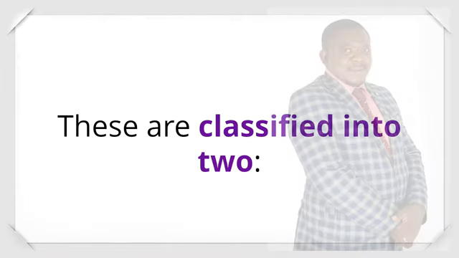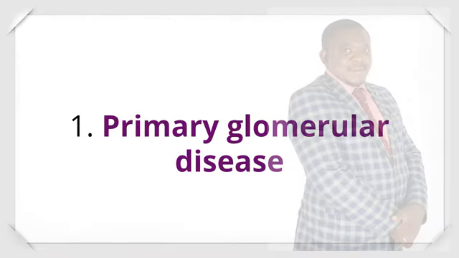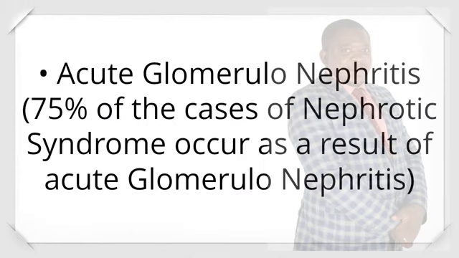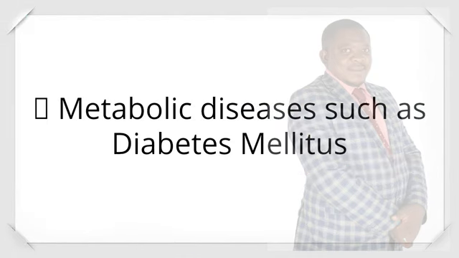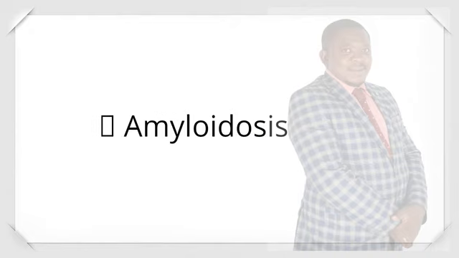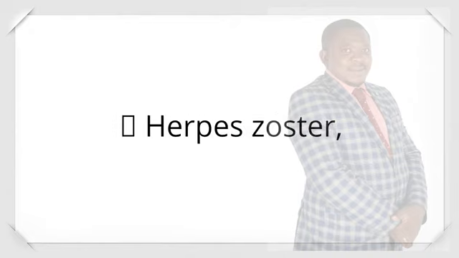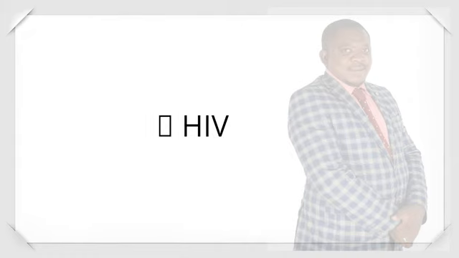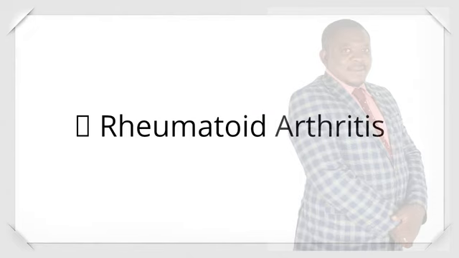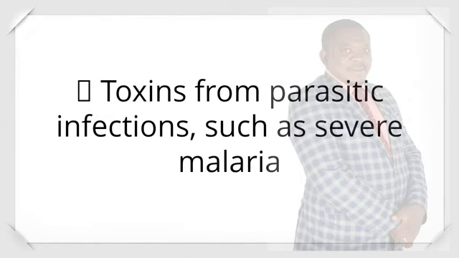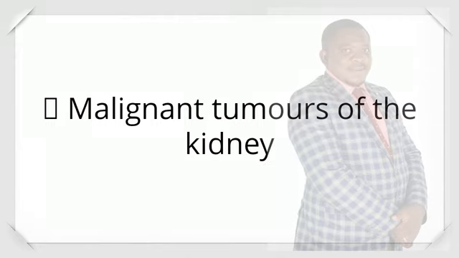Risk factors. These are classified into 2. 1. Primary glomerular disease. Acute glomerulonephritis, 75% of the cases of nephrotic syndrome occur as a result of acute glomerulonephritis. 2. External causes. Multisystem disease. Metabolic diseases such as diabetes mellitus. Sickle cell disease. Amyloidosis. Infections. Syphilis. Herpes zoster. HIV. Hepatitis. Infective endocarditis. Rheumatoid arthritis. Toxins from parasitic infections, such as severe malaria.